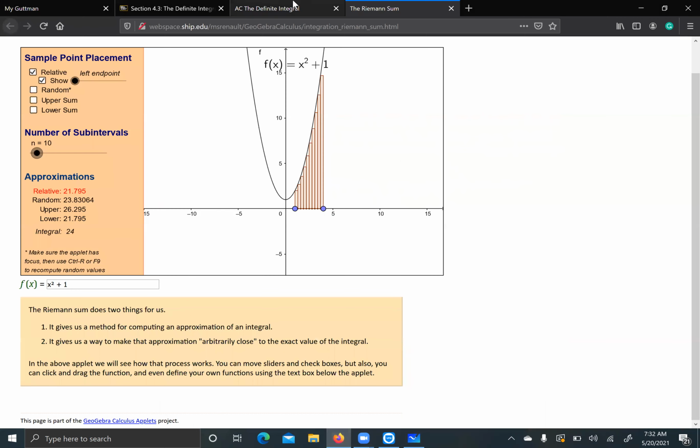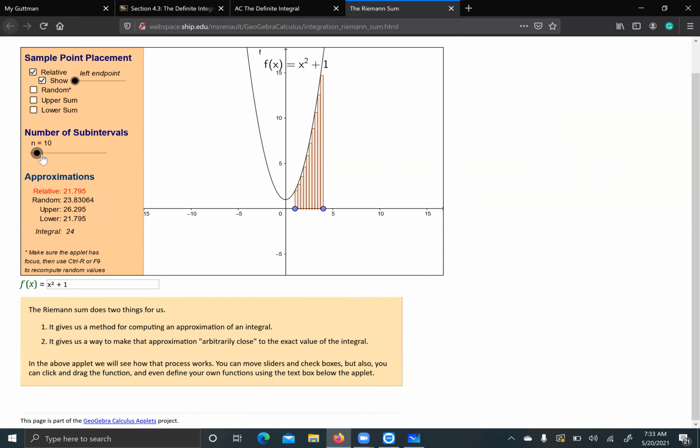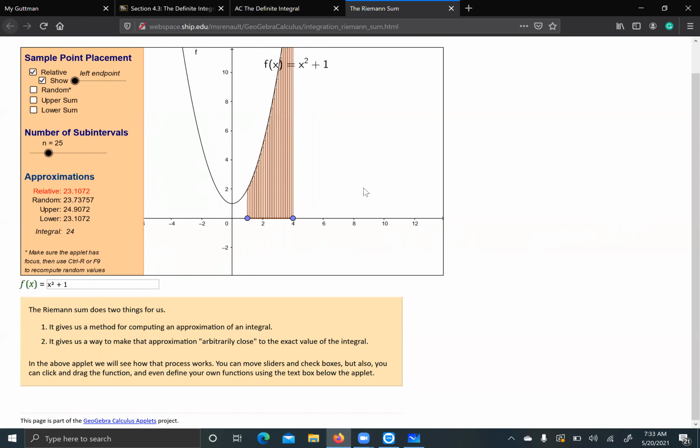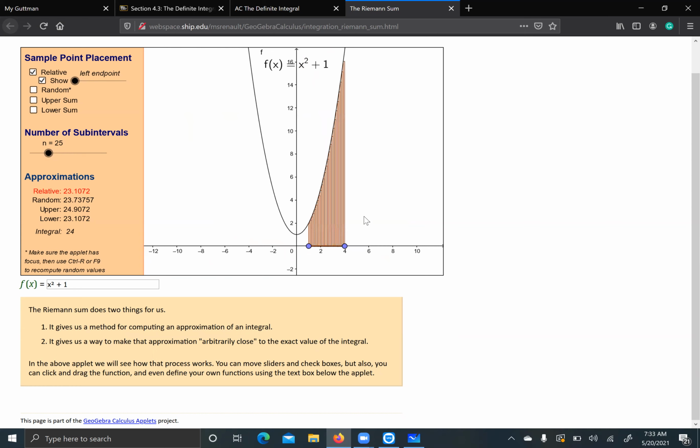And finally, the textbook says, okay, try 5, try 25. I didn't try 25, so let's try 25. This is 25, you see? This is 25, which means that we divided the interval of 1 to 4 into 25 pieces. And then we put one rectangle on top of each piece, left Riemann sum. Now, if we calculate the area of each rectangle and add them all together, then we get 23 point.